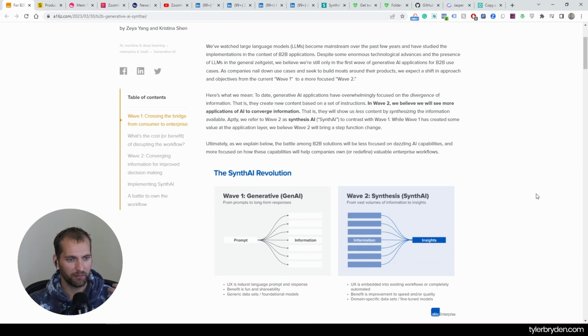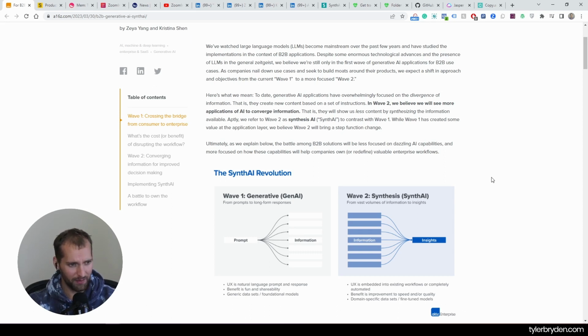And then they talk about this wave two, which is much more of this synthesis. And I think this is obviously where the term SynthAI comes from, synthesis AI. The impact that it's going to have on B2B, the business world, as we better understand generative AI technology, large language models, how they can be used in different contexts, and then even maybe how they become more vertical specific.